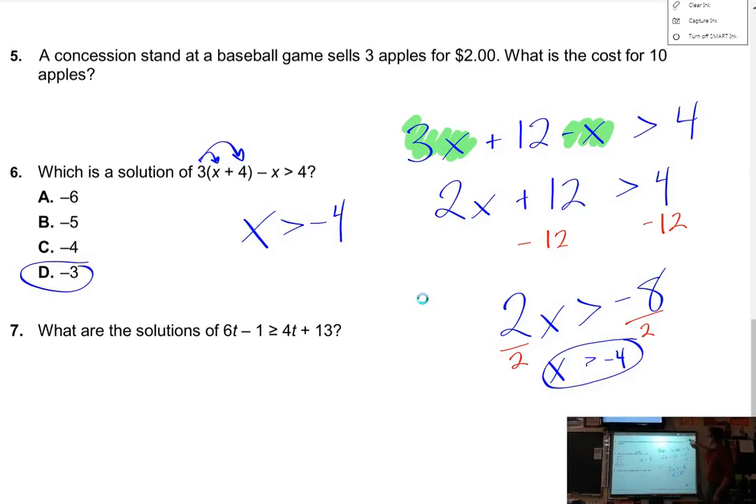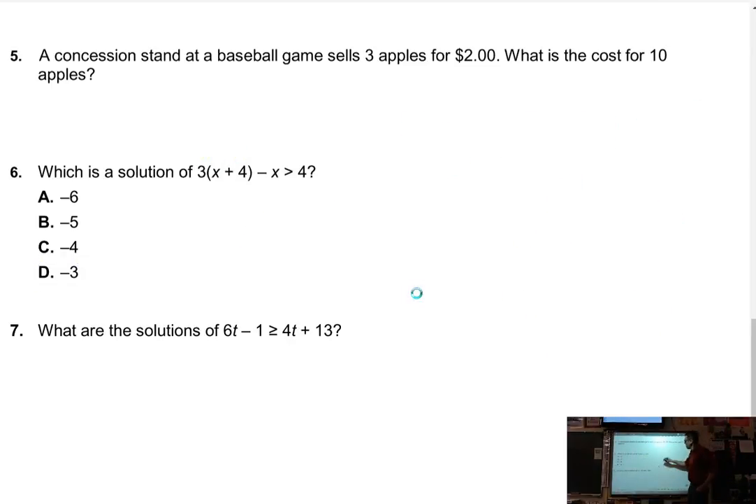So our last problem here, number 7, especially if you've not tried this on your own, I would advise that you definitely make sure that you're able to work this without my help. But if I rewrite the original problem, 6t minus 1 is greater than or equal to 4t plus 13. So I have variables and constants on both sides.